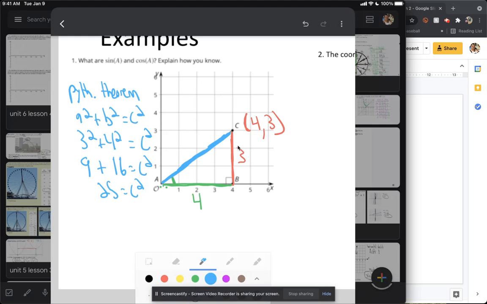So if I square root both sides, normally we would say c is equal to plus or minus 5. But because we're talking about the hypotenuse of a triangle, or the radius of a circle, we're going to take the positive here. So in this case, the radius is 5. So I know that the x value is 4, the y value is 3, and the radius is 5.